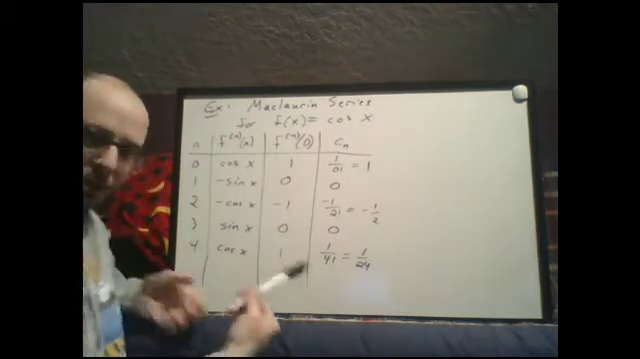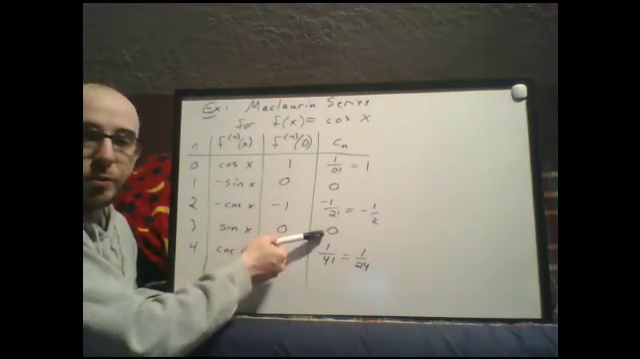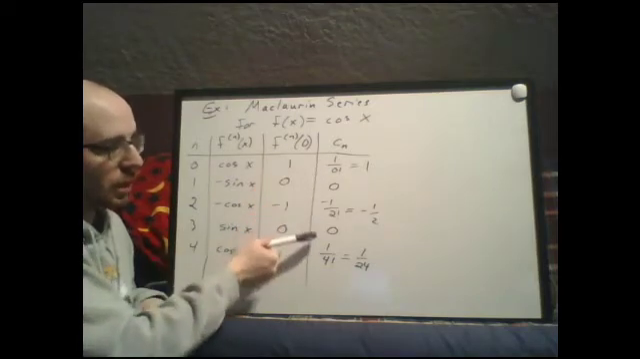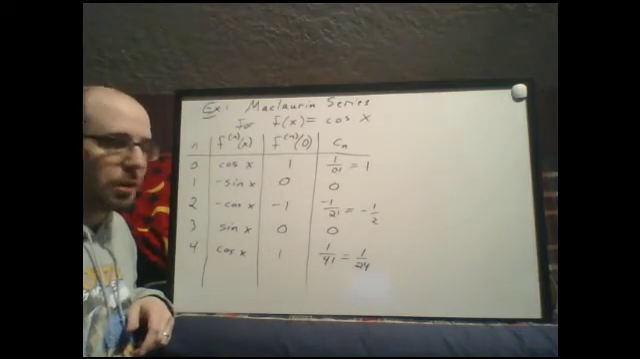But there's clearly a pattern emerging. Every other coefficient is 0. The non-zero coefficients have an alternating sign. So we're going to have a negative 1 to the nth power or something similar to that in our coefficient.